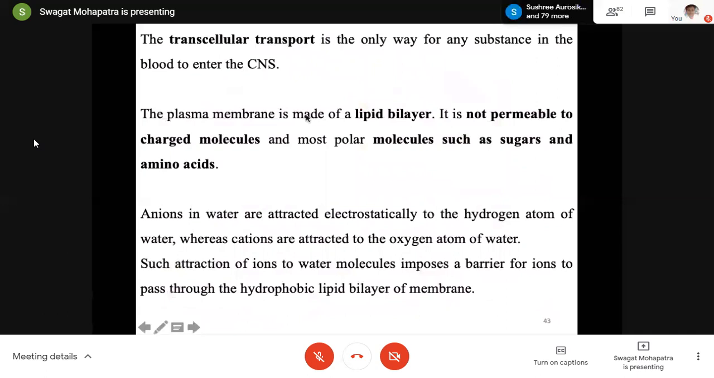So the transcellular transport is the only way for any substance in the blood to enter into the CNS. The plasma membrane is made up of lipid bilayer. It is not permeable to charged particles and most polar molecules such as sugar and amino acids.